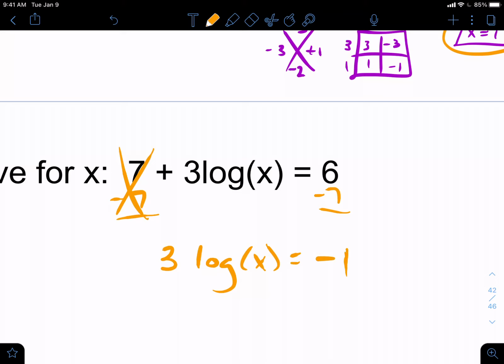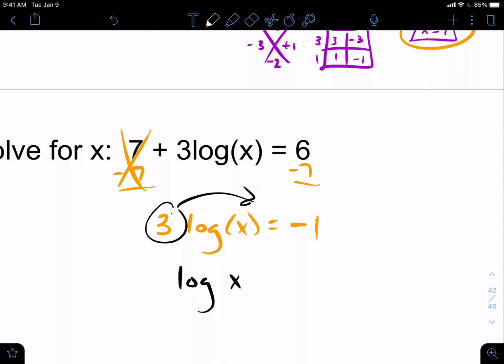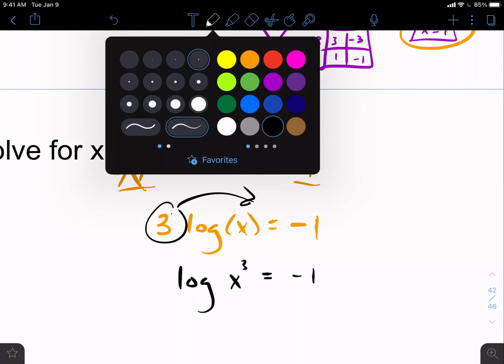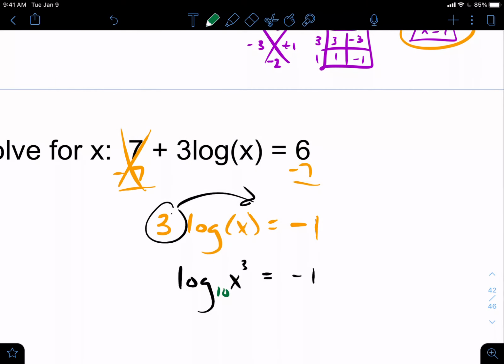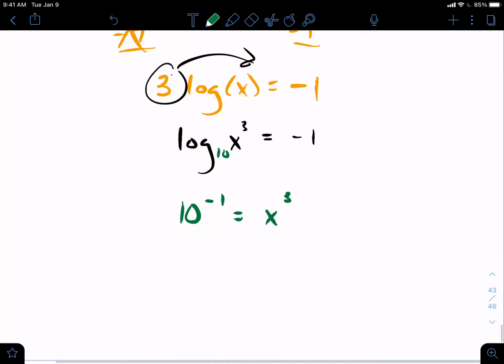Now, you could look at this a couple of different ways. I think this time I'm going to move the 3 up into the exponent here. So this is the same as the log of x to the third, equals negative 1 there. Now when we look at this thing, remember that if I don't see a base, it's implied to be base 10. So this would be 10 to the negative 1 is equal to x to the third over here. 10 to the negative 1 is just 1 over 10, which is equal to x to the third.